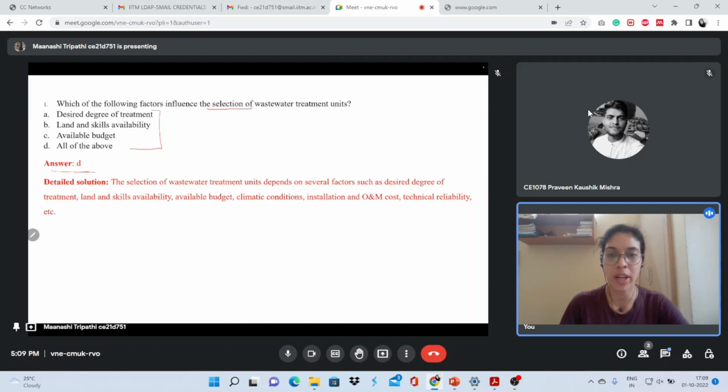See, whatever our end use is, if there is no land available or the skilled or technical staff is not available, we won't be able to do that. So that is also a limiting condition that we require to see. Available budget, yes, financial constraints are everything for the water or wastewater treatment plant. If you have enough money, you can go for various levels of treatment. If the money is low, we will choose such treatment technology that is low in budget but highly effective. So that's why the answer is all of the above.